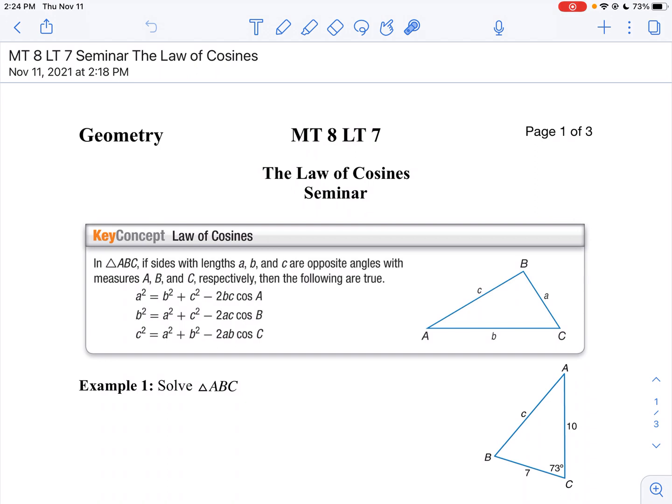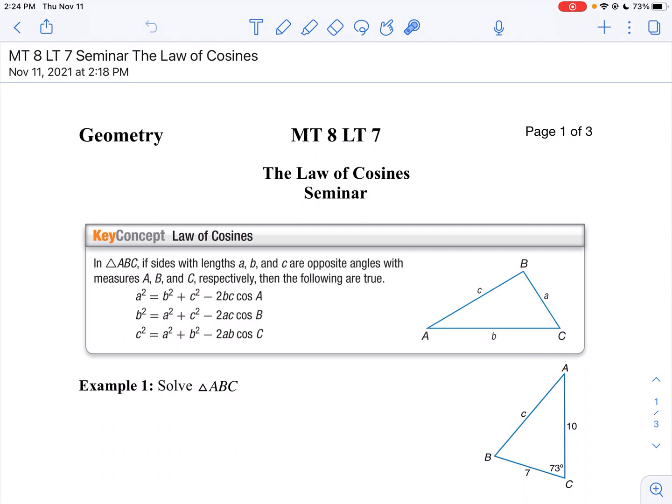What I want you to notice here is that side C and angle C are the same letter. You have two other ways you can write this, but they're just variables, so it really doesn't matter. The important thing is the side I'm looking for is opposite the angle I'm looking for, or that I have. So I look at what I have here. Let's solve triangle ABC.